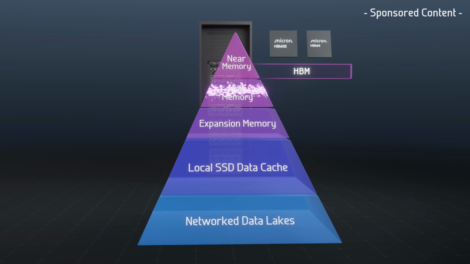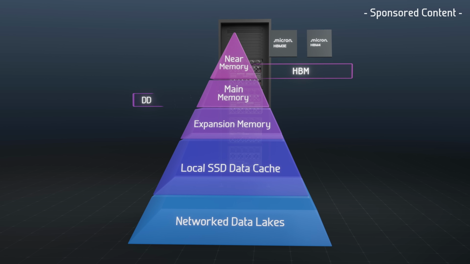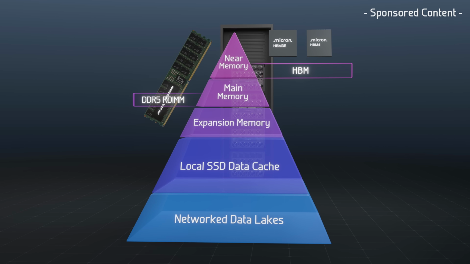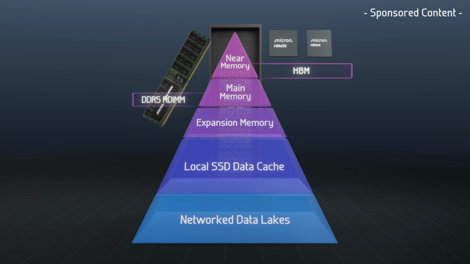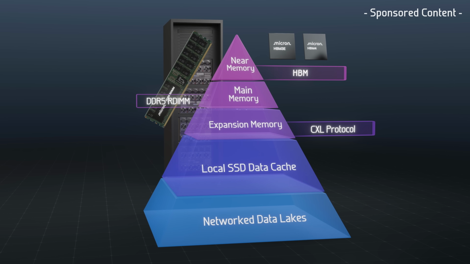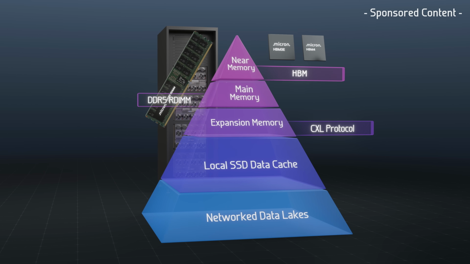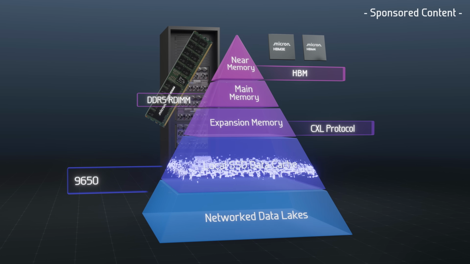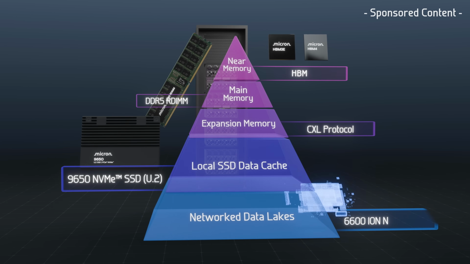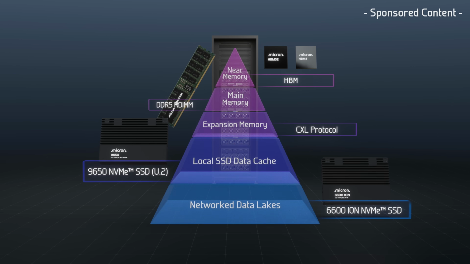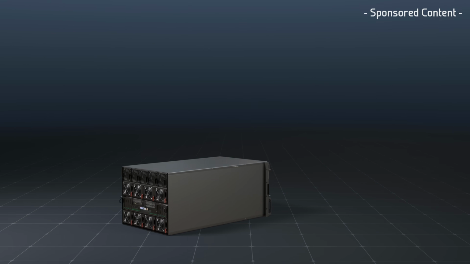The AI memory hierarchy also includes DDR5 server RDIMM sticks as main memory, and even more expansion memory using CXL, or Compute Express Link protocol, to further increase server memory capacity. This is all before we even touch the storage layers. So let's explore each of these layers.